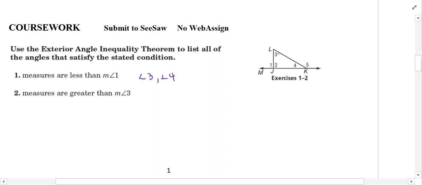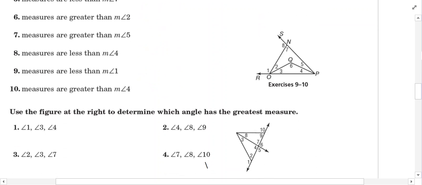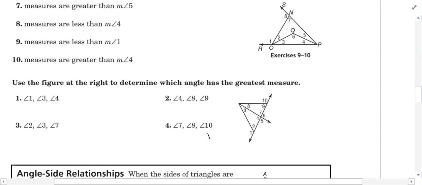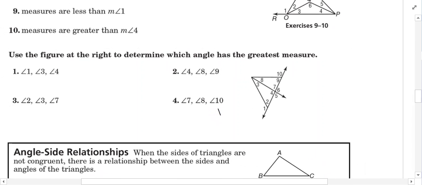If we look at angle 3 right here, and we want to see which ones are greater, well, 1 and 5 are both exterior angles where 3 is a remote interior. So the ones that are greater would be angle 1 and angle 5. And you're going to continue to look at problems like that for the first part of the coursework.